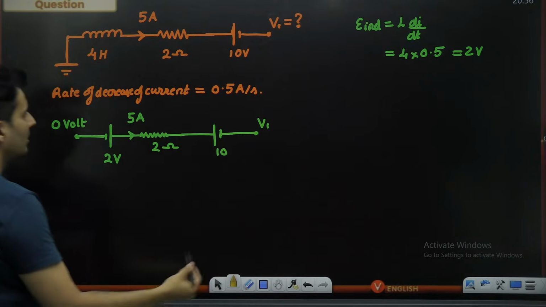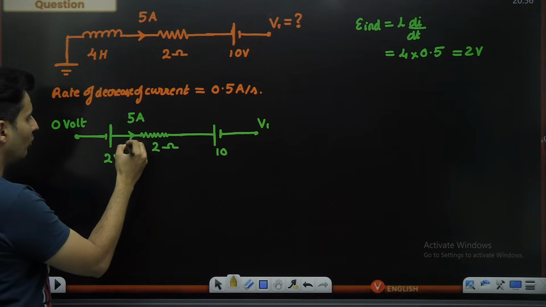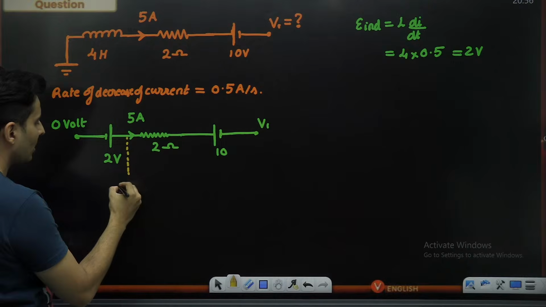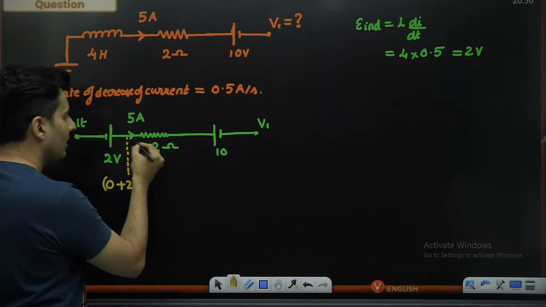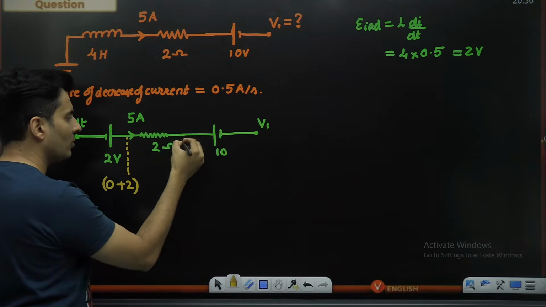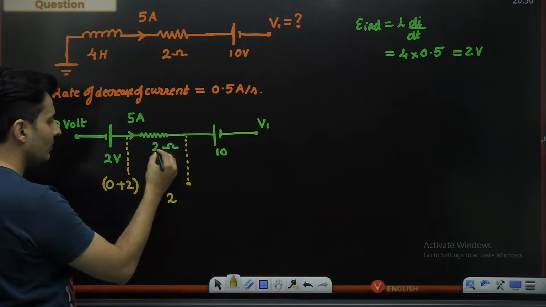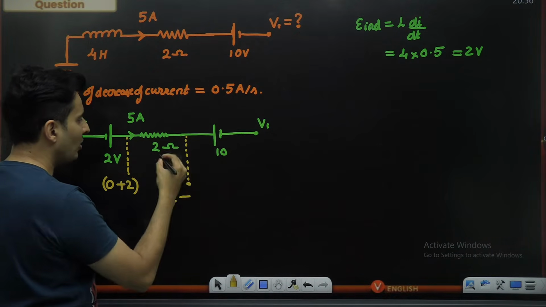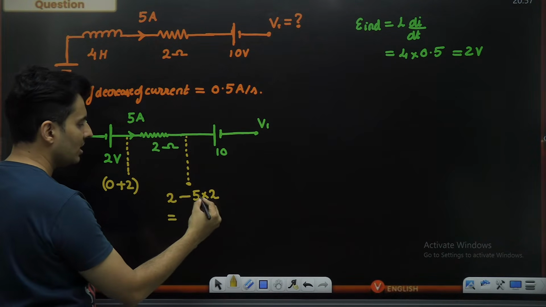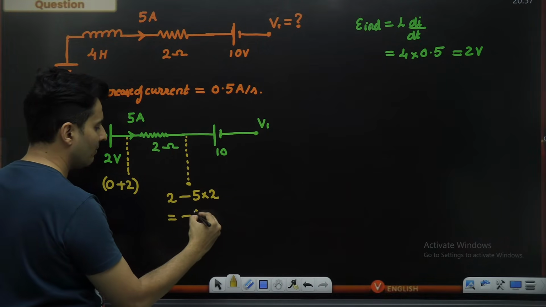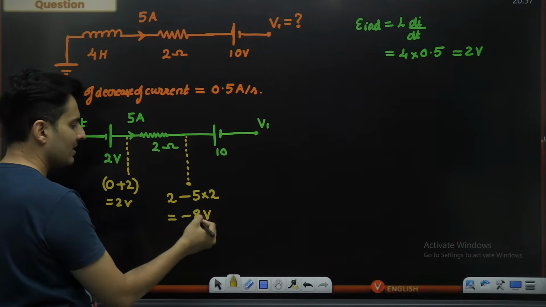See, logically speaking, if this is 0, I'm going from low to high, using Kirchhoff's concepts. So the voltage over here will increase by 0 plus 2. Here, I'm going in the direction of the current in a resistor, so voltage will drop. So whatever we got over here, 2 volts, I have to do minus IR. I is 5 and the resistance is 2, which gives 10. 2 minus 10 is minus 8 volts.